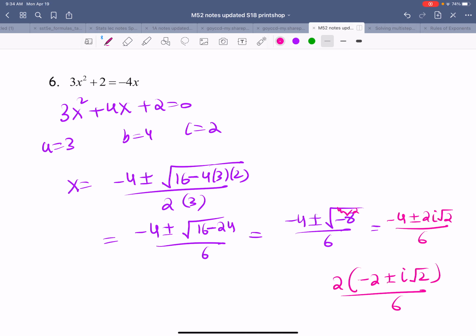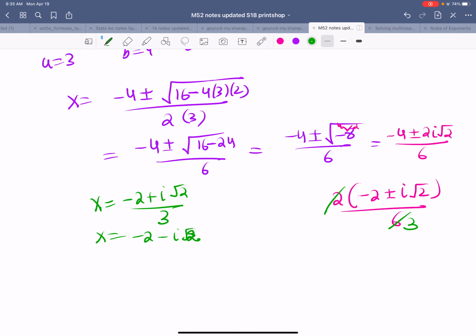I pulled a common factor, the GCF, from the numerator. Now, last step, cancel the common factor between numerator and denominator. So my final answer is x equals negative 2 plus i root 2 divided by 3, and x equals negative 2 minus i root 2 divided by 3. Let me rewrite it. x equals negative 2 minus i root 2 divided by 3. Okay, these are my two solutions for this problem.